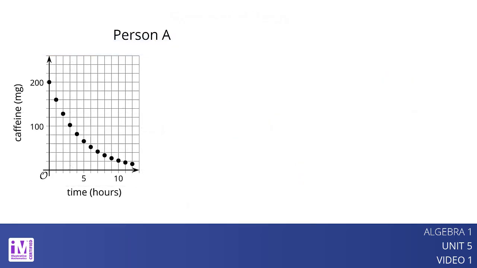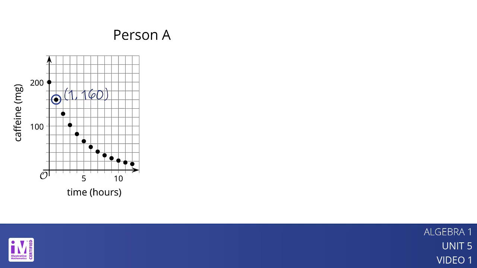Here is a graph showing the amount of caffeine in person A's body, measured in milligrams, over a period of time in hours. We are told that the amount of caffeine in the person's body changes exponentially. The graph includes the point 0, 200. This means that there were 200 milligrams of caffeine in the person's body when it was initially measured. The point 1, 160 tells us there were 160 milligrams of caffeine 1 hour later.